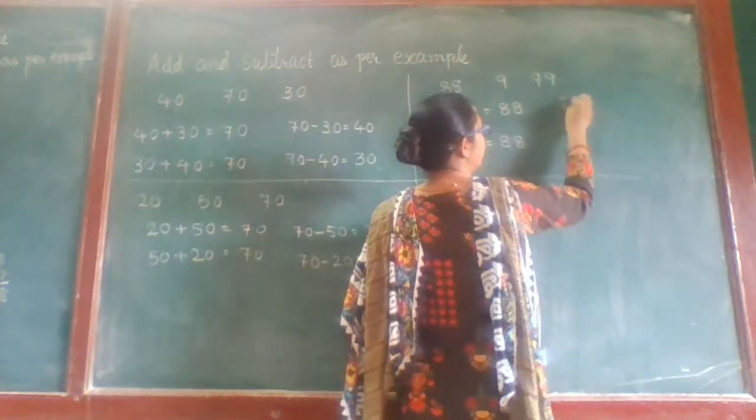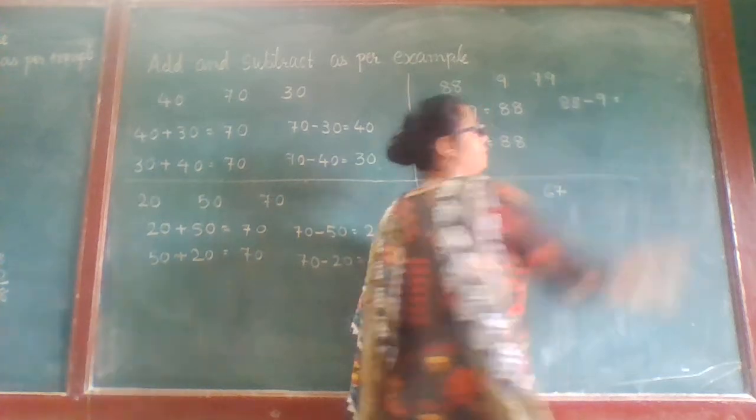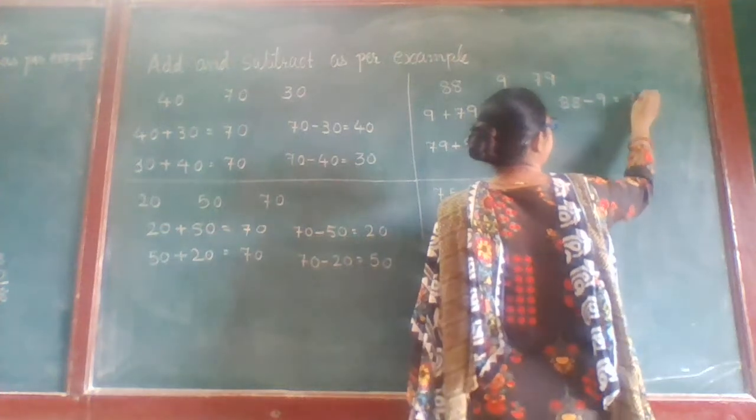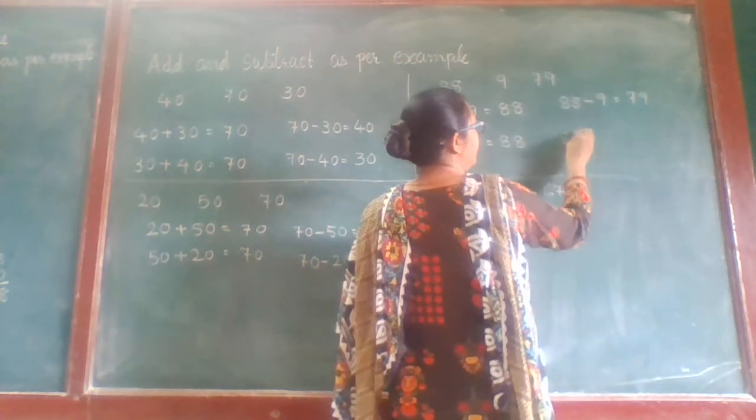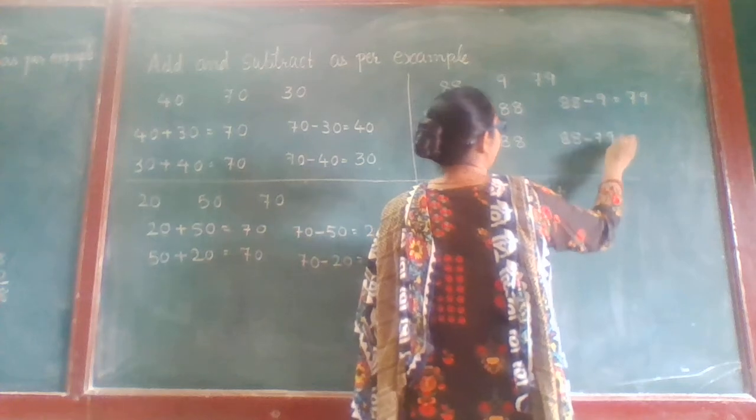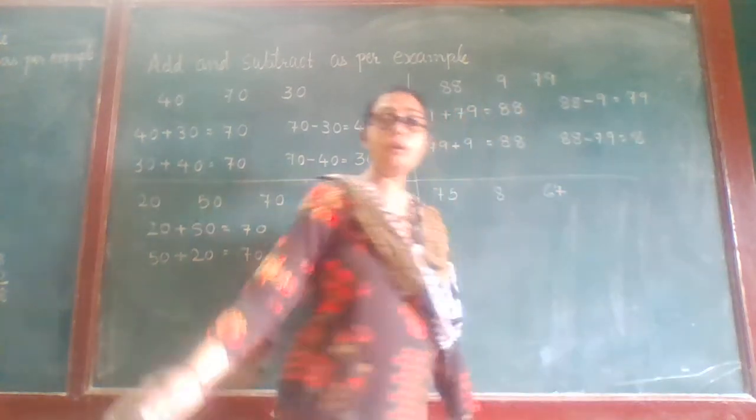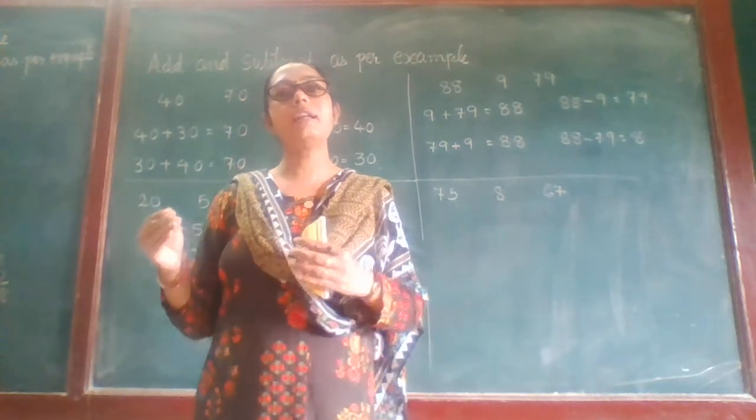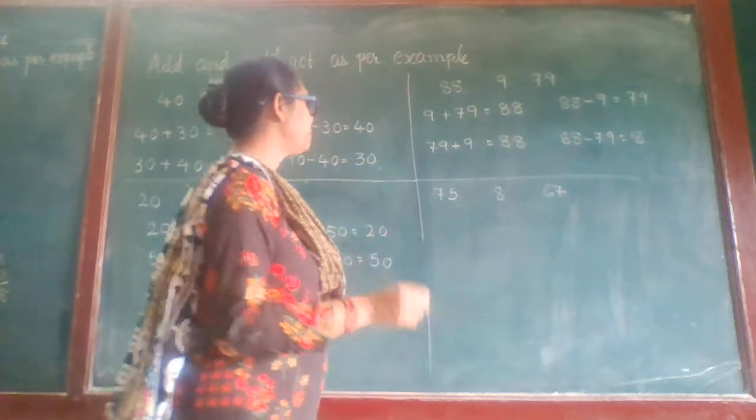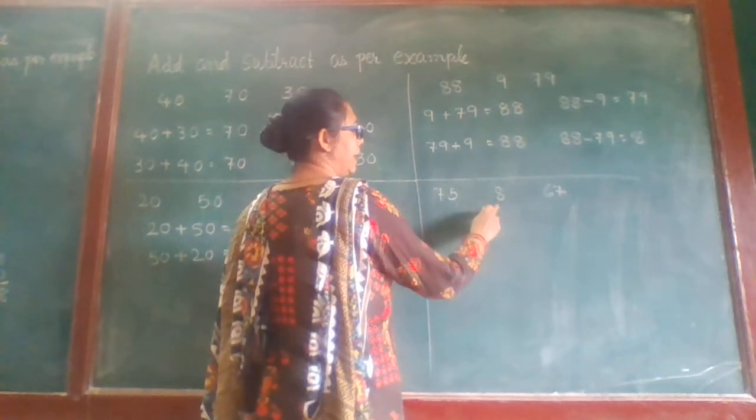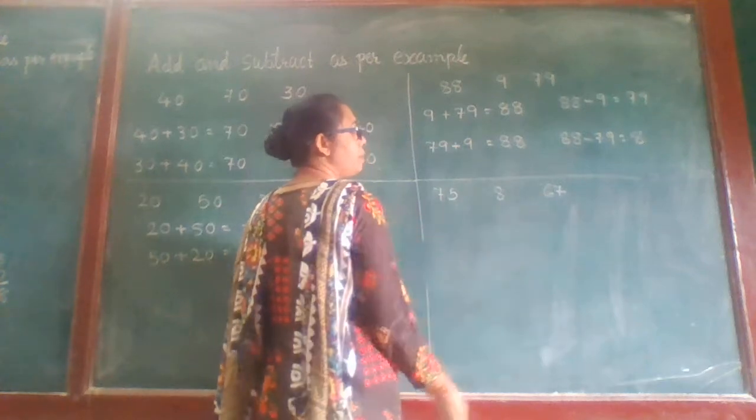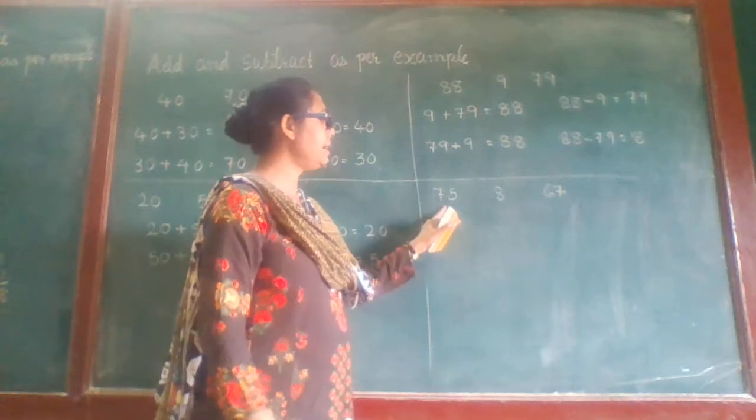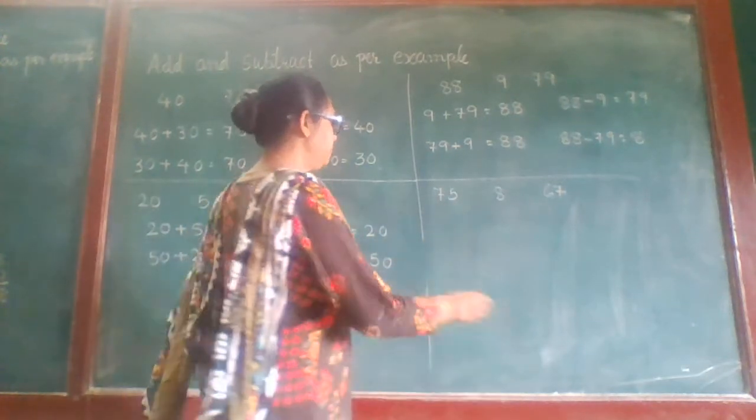Now from 88, I subtract 9. From 88, I remove 9. So what remains? Only 79 remains. And from 88, I subtract 79. What remains there? 8. So without calculation, we can add the numbers and we can subtract the numbers. Now 75, 8 and 67. I told you we have to add the smaller numbers. When we add two smaller numbers, we get the bigger number as the answer.